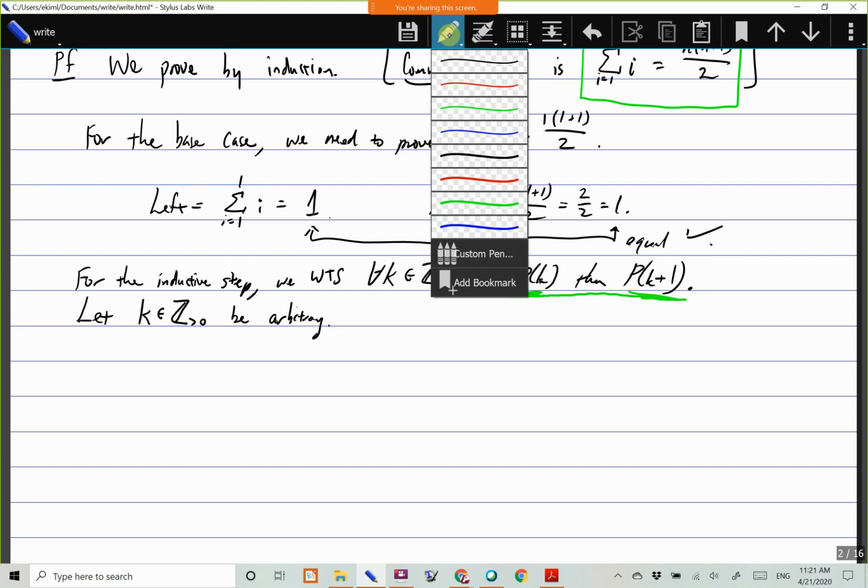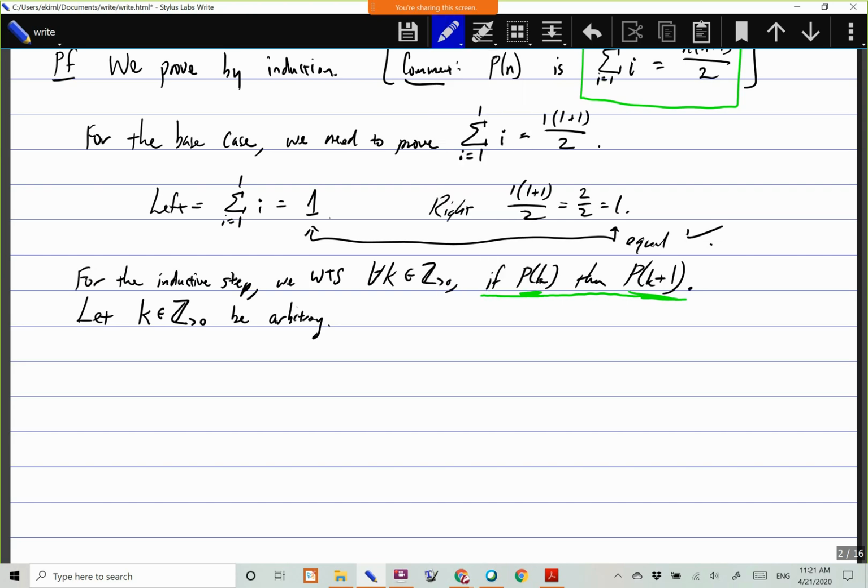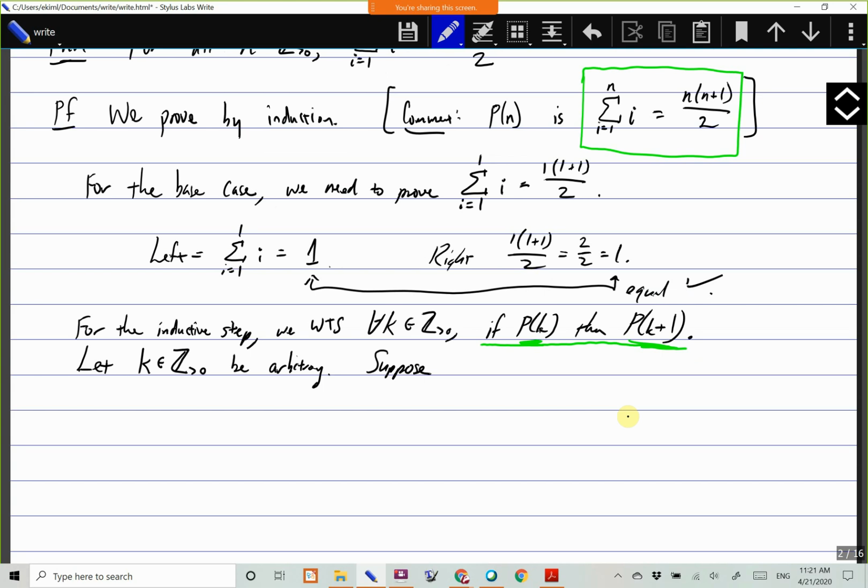So what I'm going to do is, we need to assume p of k. So we're going to suppose. Now what's p of k? Well, go back up. Up here in the upper right, in that green box is p of n. So what's p of k? All you have to do is replace all the n's with k's. So suppose that we have the sum i from 1 to k of i equals, on the other side, k times quantity k plus 1 all over 2. Suppose that that's true.